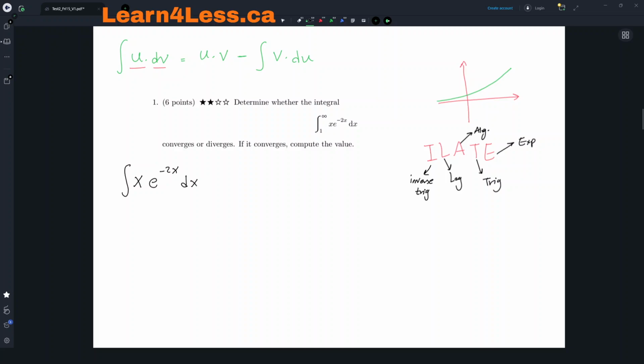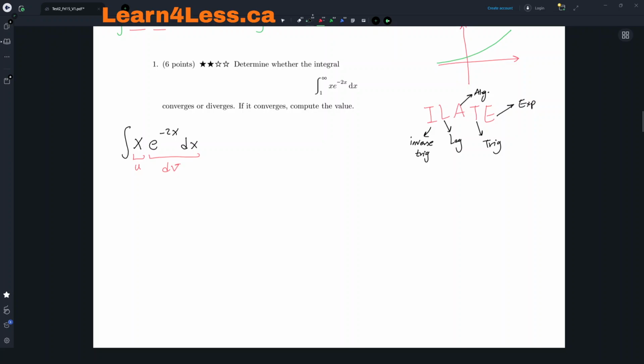So what we have here is we have 1x here and we have e to the power of negative 2x. So basically x is algebraic type and e to the power of negative 2x is clearly an exponential function. So we have A and E from this mnemonic. Because A came earlier in this ILATE, A would be our u. So basically it helps us to decide which part is u. And algebraic would be our u, and the rest of that, which means including the dx, would be our dv.